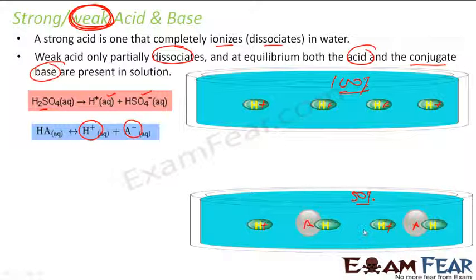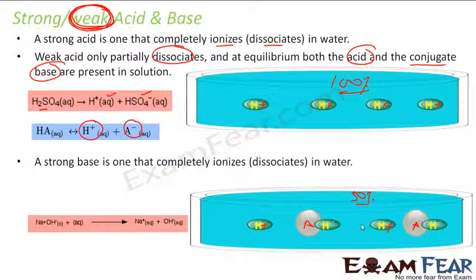So in the case of weak acid, the ionization or dissociation is not complete, maybe 30%, 40%, 50%, depending on the strength of the acid, right? But in the case of strong acid, it's almost completely ionized. So the acid which ionizes more is strong, and the acid which ionizes less is a weak acid.